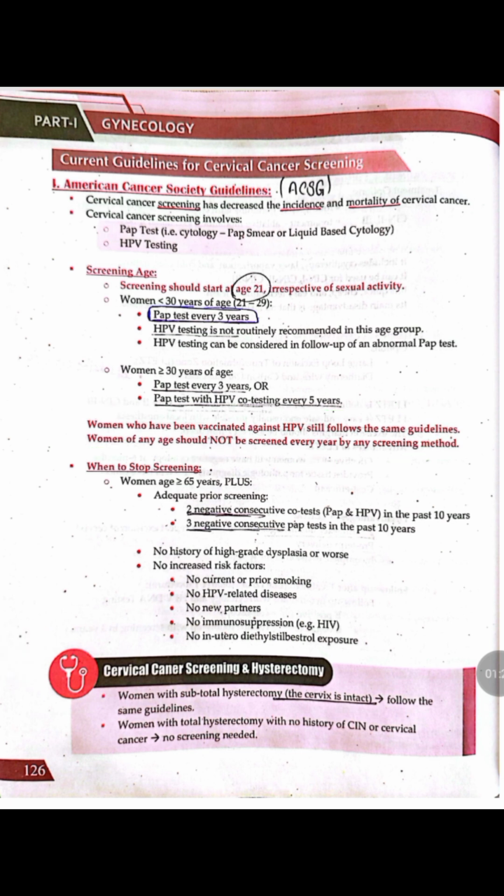So the screening methods include the pap smear or the liquid-based cytology and the human papilloma virus testing, and the screening should be started at the age of 21 years. In women less than 30 years of age, we do only the pap test. It should be repeated every 3 years, and human papilloma virus testing is only done if there is an abnormal pap smear.